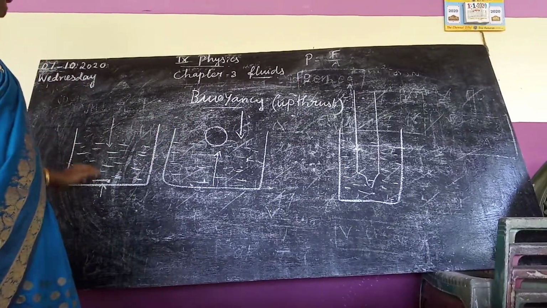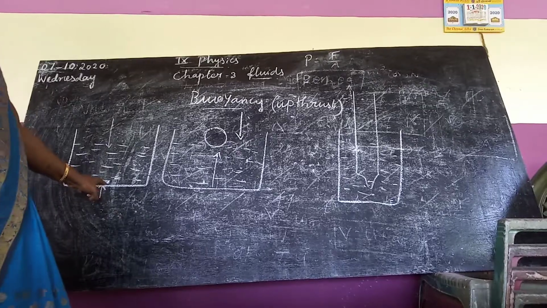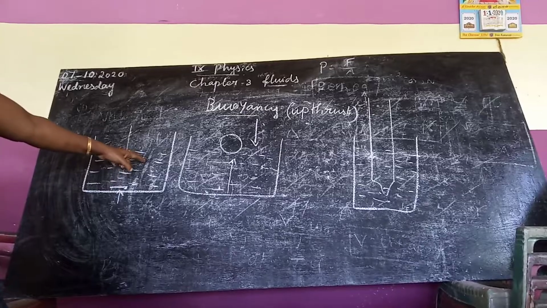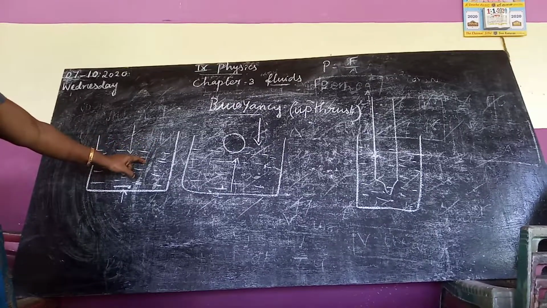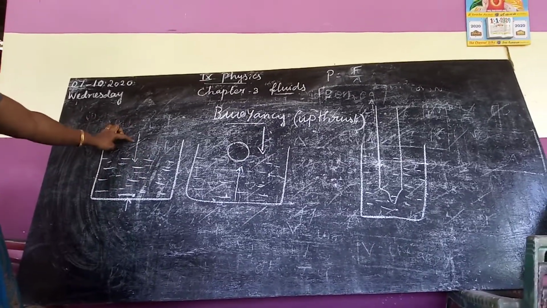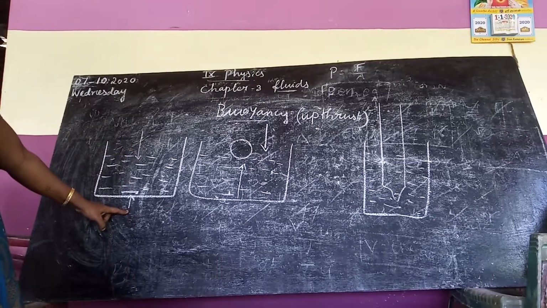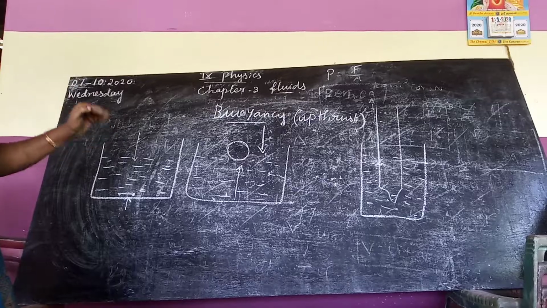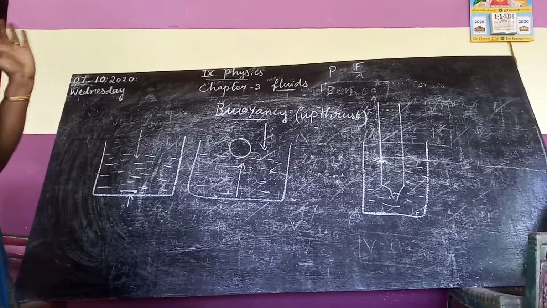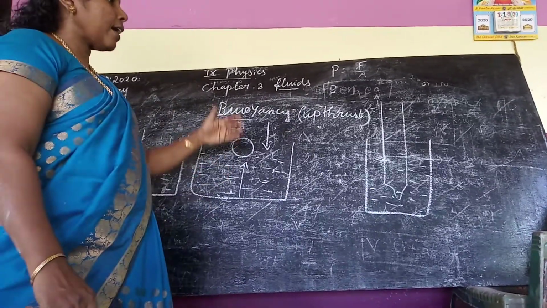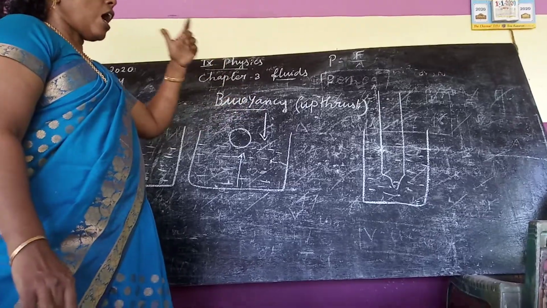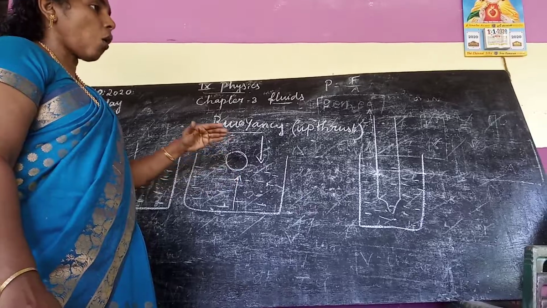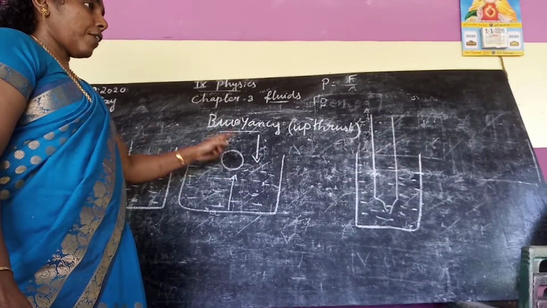Now here see the object sinks. What is the reason the object sinks? Here the weight of the object is greater than the weight of the liquid. Now the gravitational force is greater than the upthrust force. Any object that falls on the liquid has both forces: the upthrust force and the gravitational force. According to the weight of the object, the upthrust force is greater or less.